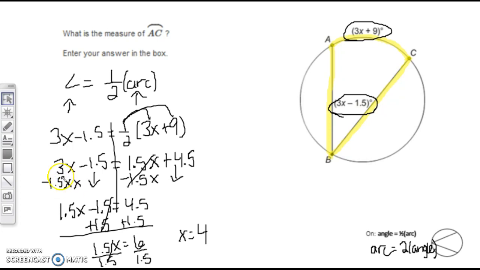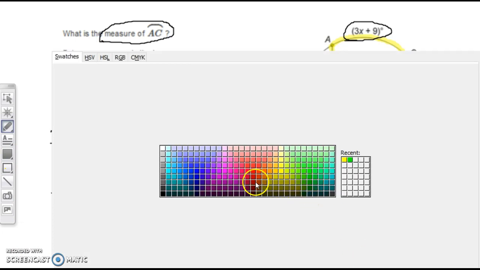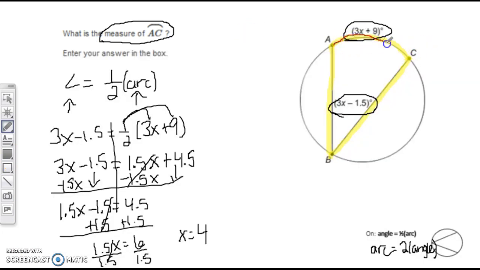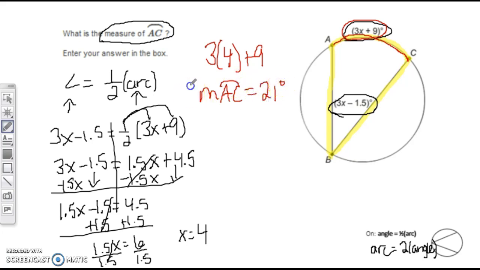Now we got to be really careful because the question does not say solve for x. Always go back and check. Sorry, I'm trying to clean this up here. It's getting uglier. Always go back and check and see what the question says. This question says, what is the measure of arc AC? So instead of just putting x as our answer, we need to go back and substitute it in to find arc AC. So I'm going to substitute in that 4. 3 times 4 is 12, and 12 plus 9 is 21. So the measure of arc AC equals 21 degrees.